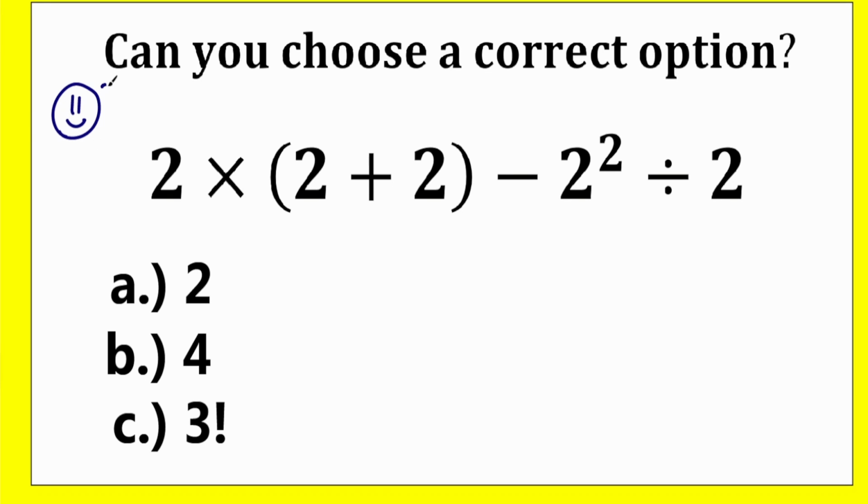Today we have a very interesting, quick, and I would say relaxing algebra question. You can easily see this question in the middle of the screen here. So what do we have? We have 2 times (2 plus 2) inside parentheses minus 2 squared, divided by 2. And of course, right here we have 3 options at the bottom: A, B and C.